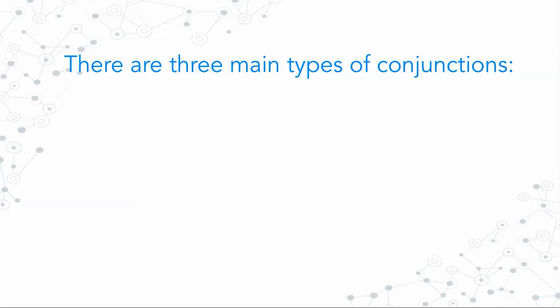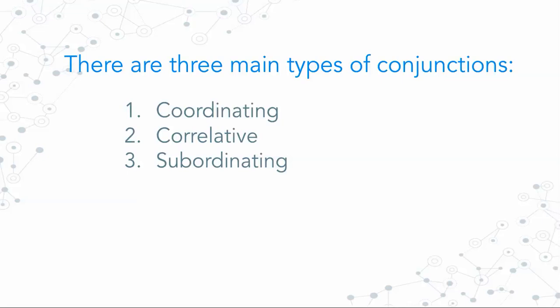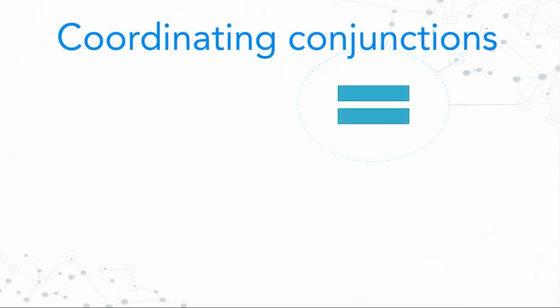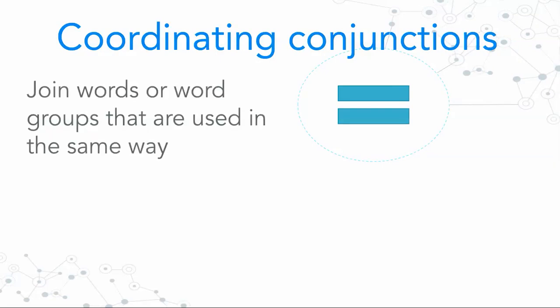There are three main types of conjunctions: coordinating, correlative, and subordinating. First, we're going to look at coordinating conjunctions, which are the most common type. Coordinating conjunctions join words or word groups that are used in the same way.